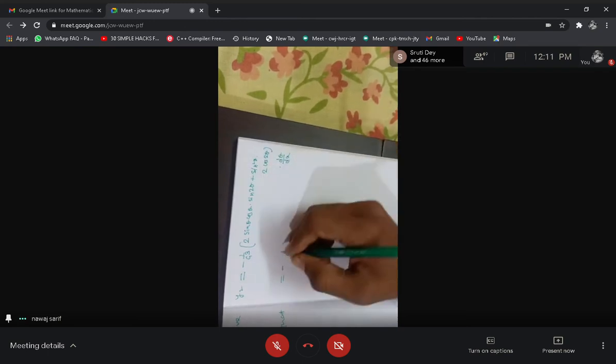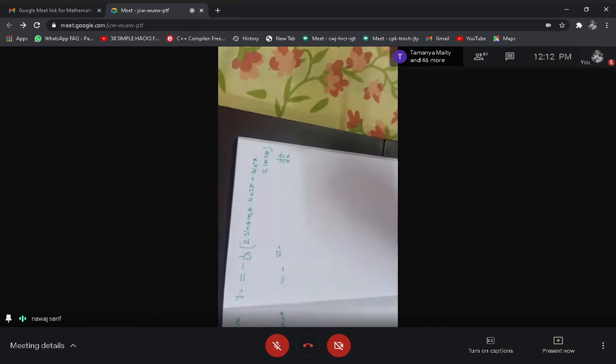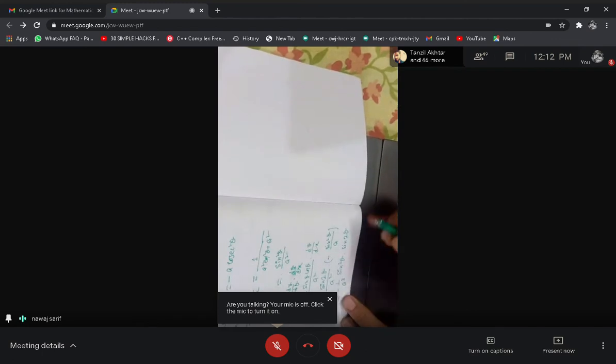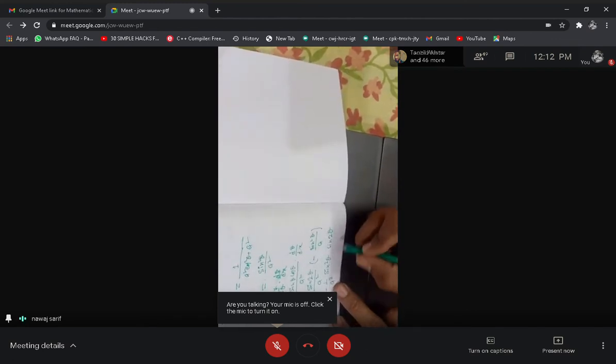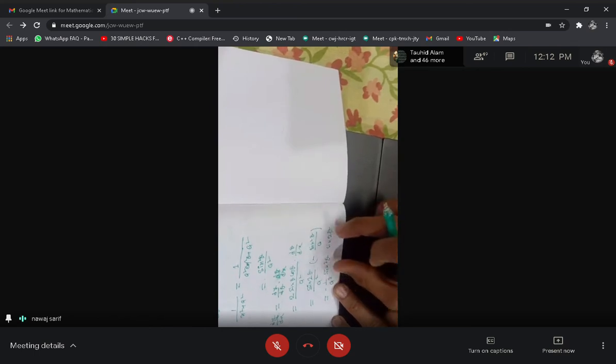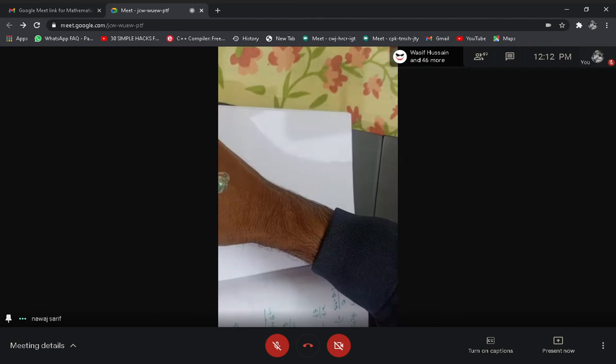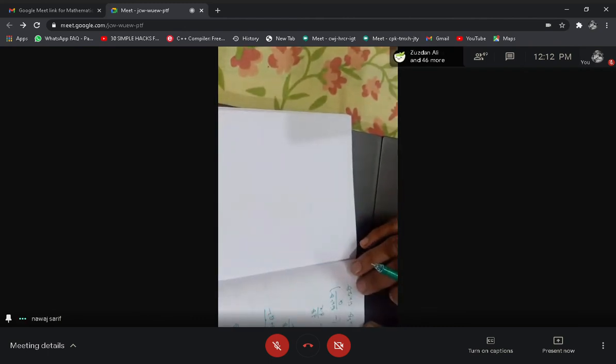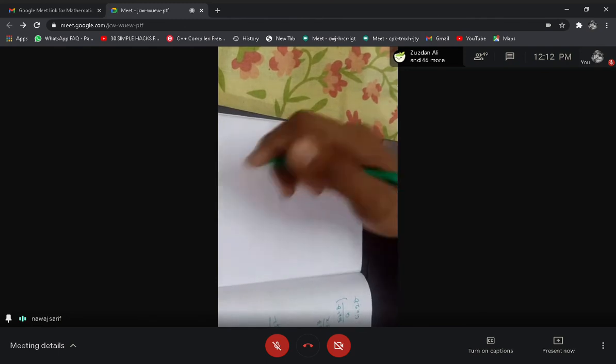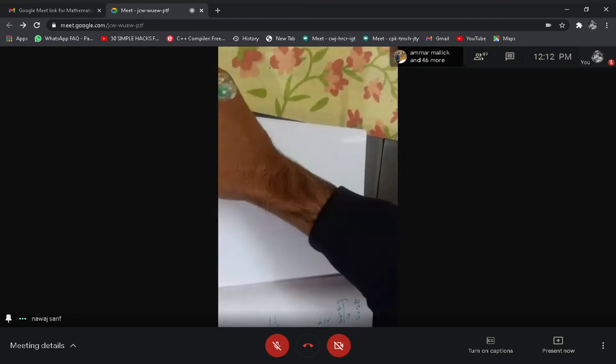Sir, where did cos 2 theta come from? What is your y1? y1 is sine square theta into sine 2 theta. Derivative of this one is what? First take the derivative of sine square theta, and the derivative of sine square theta is 2 sine theta into cos theta. Okay, and then multiply by sine 2 theta, and then the product of the first function, sine square theta, and the derivative of the second function.